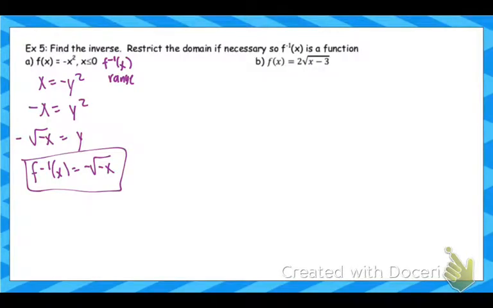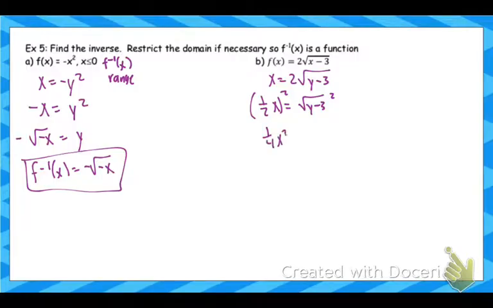All right, let's look at a square root function. So x equals 2 square root of y minus 3, divide by 2, square both sides, square everything on the left side, add 3, and I have my inverse. But remember, it's a quadratic. It's not the whole quadratic.